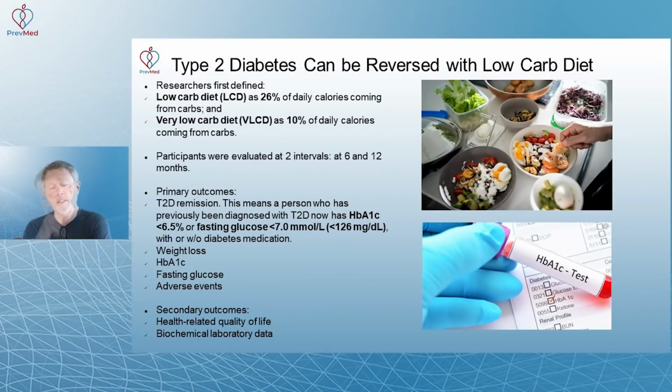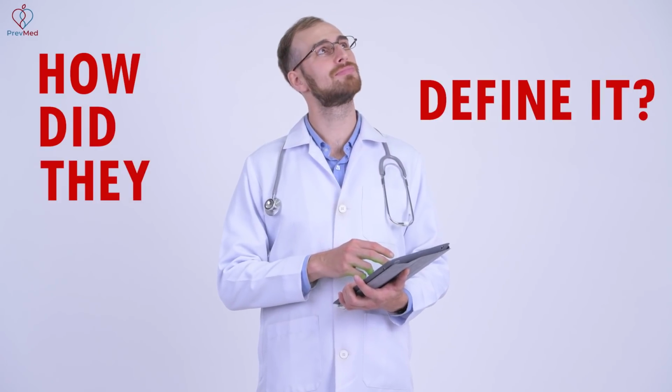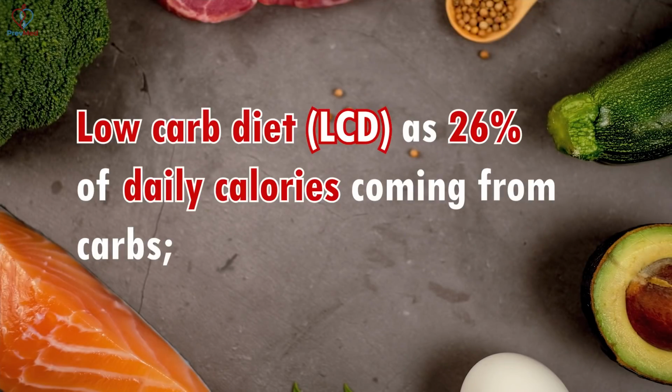So let's go back to this BMJ study. Low carb diet, how did they define it? I've asked that question a couple of times. They defined it as 26% of daily calories coming from carbs.